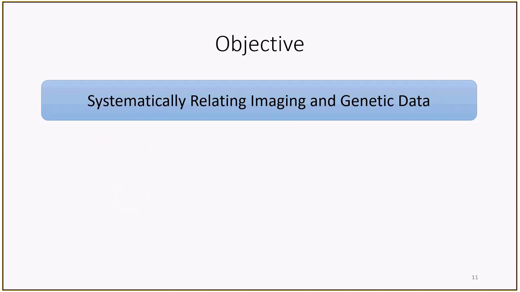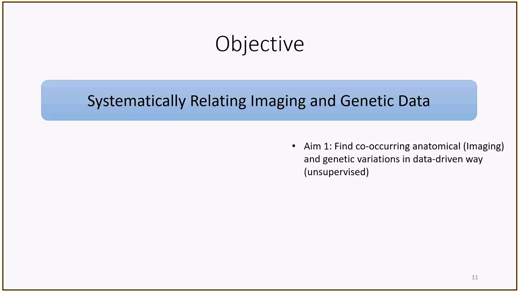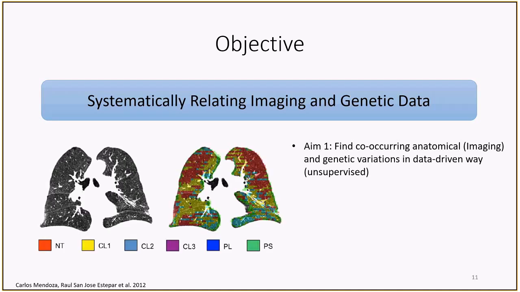So what we are after, on the global level, is a method that systematically connects imaging and genetic data. Three aims. The first aim: can we find this co-occurring pattern of destruction in anatomy that reflects itself in the image and the genetics that we measured, and summarize the data with that? So basically, instead of using the annotation provided by a doctor, we want to do it in a data-driven way.